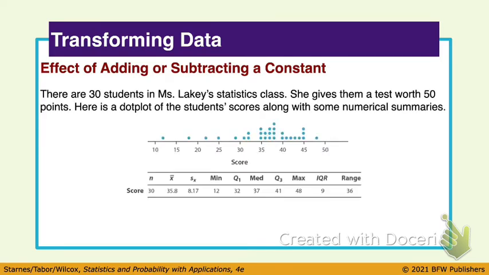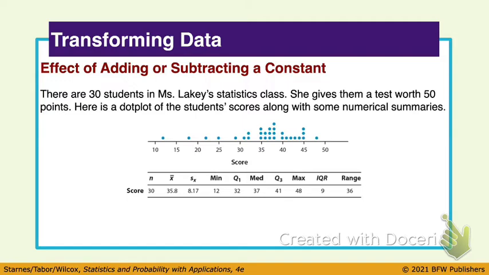So let's say, for example, there are 30 students in Miss Lakey's statistics class. She gives them a test that's worth 50 points, okay? Here's the dot plot of the students' scores along with some numerical summaries. So we see down here that we have the mean, x bar, that's 35.8. We have the standard deviation of 8.17. We know the minimum number. We've got quartile 1. We've got the median. We've got quartile 3, maximum, IQR, range. So we have all the data we could ever need.